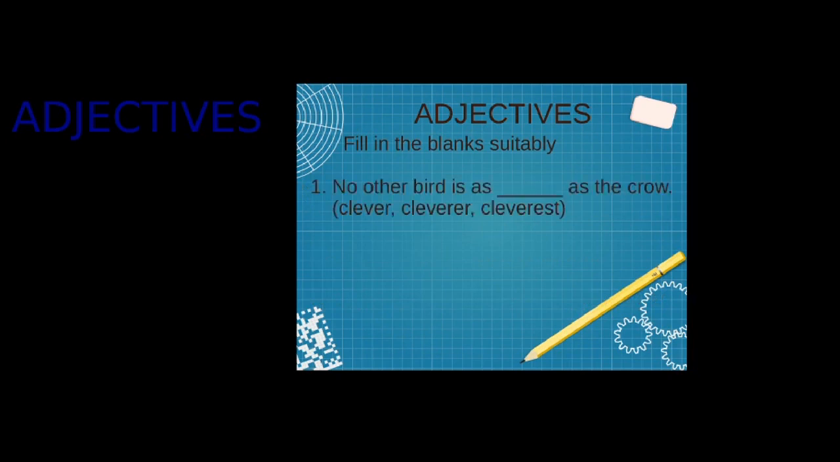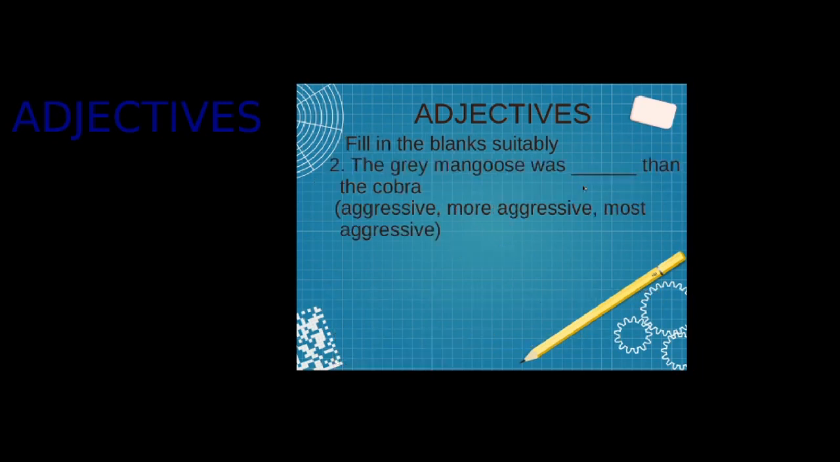No other bird is as dash as the crow. Clever, cleverer, cleverest. So what's your answer? Yes, clever. And the crow is not compared to any other bird. And when you use as, dash, as, it uses positive degree. Okay, the next one.